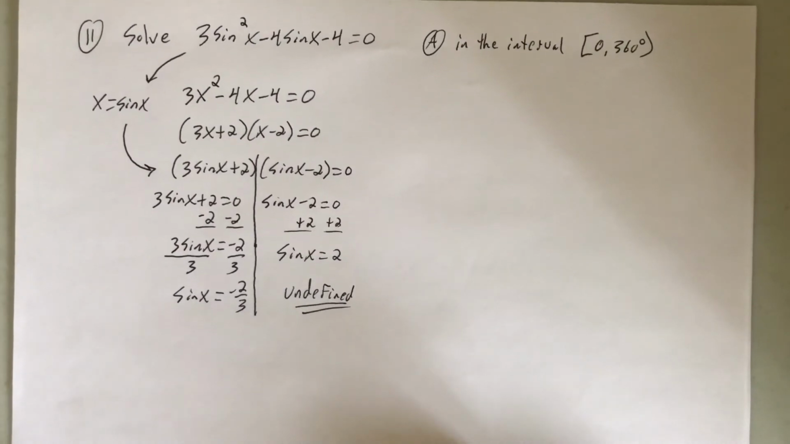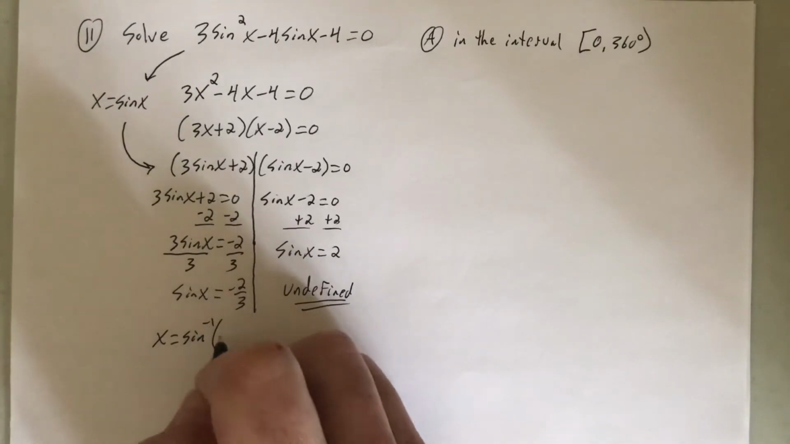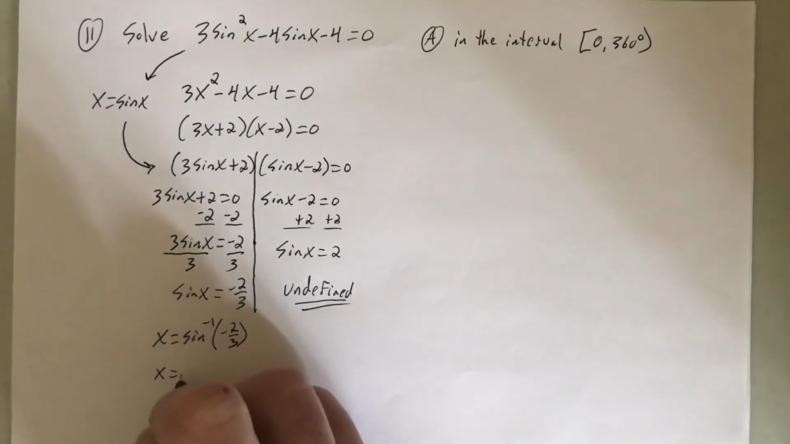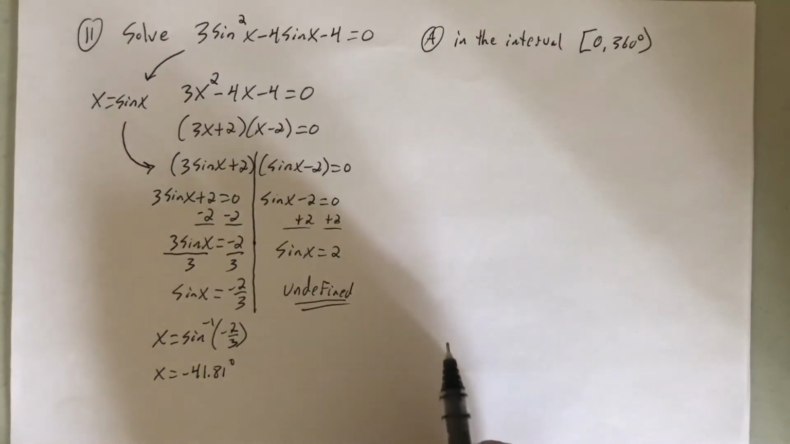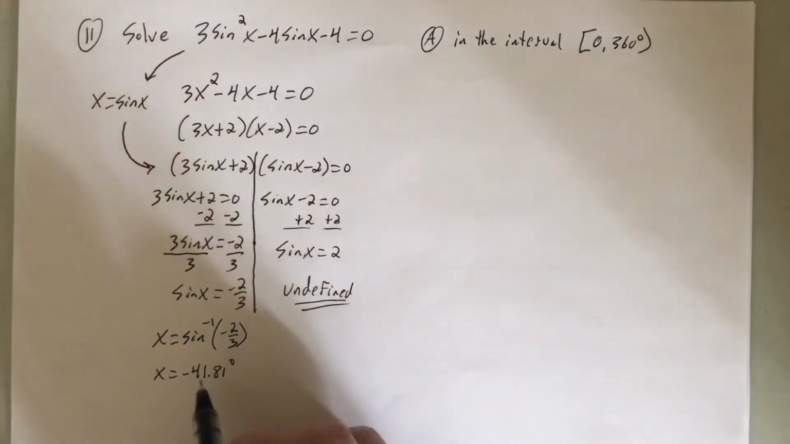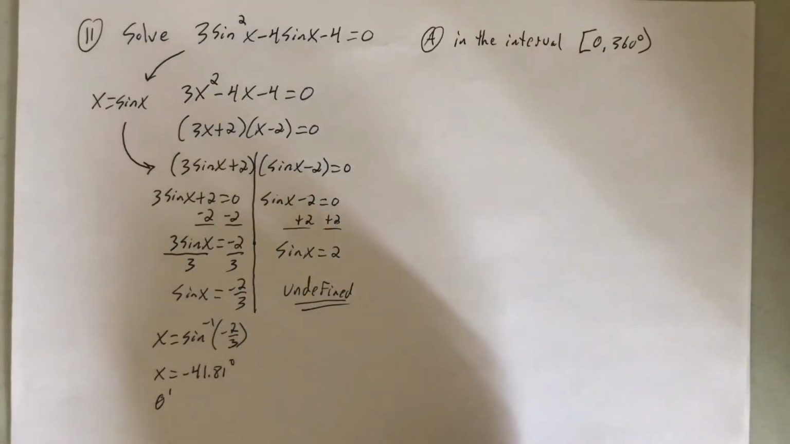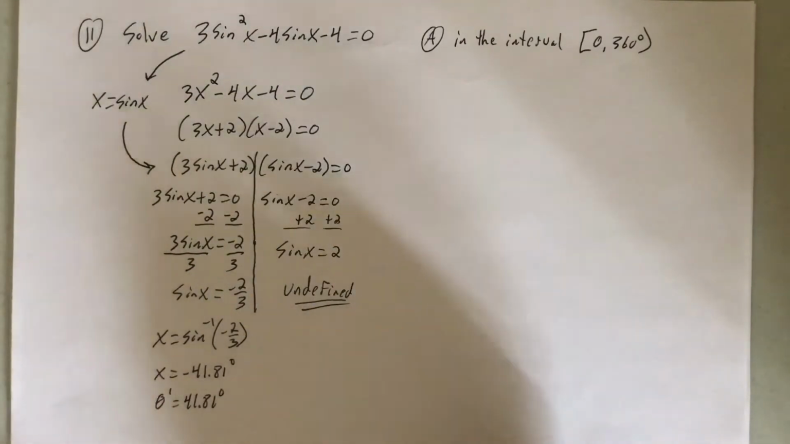So here, we're going to do the inverse. We're going to have x is equal to sine inverse of negative 2/3. When you do that, you get x is equal to negative 41.81 degrees. Well, what is that giving you? That is giving you the reference angle. Remember, reference angle is always positive. So if you do the inverse and you get a negative acute angle, you can just go ahead and make it positive. So our theta prime, remember theta prime means the reference angle, is equal to 41.81 degrees.